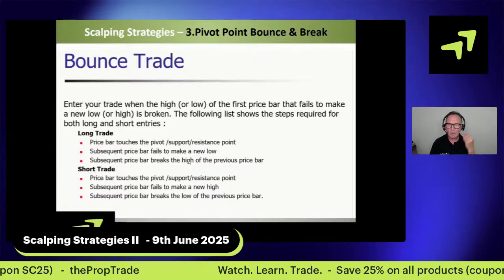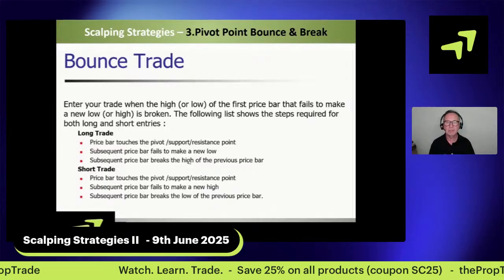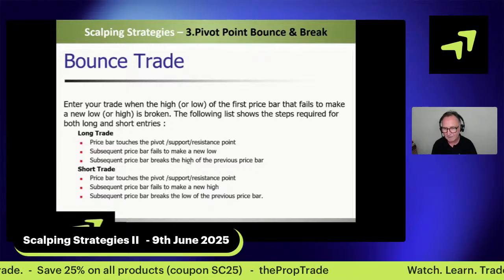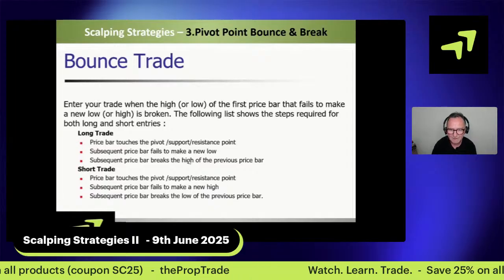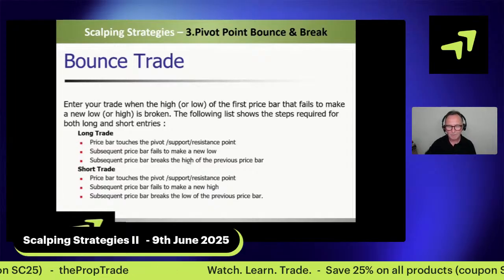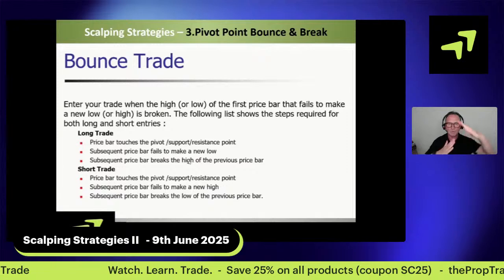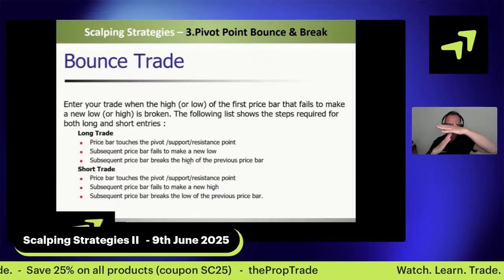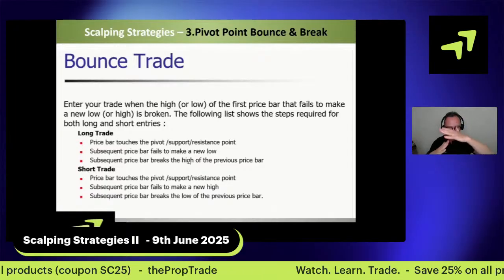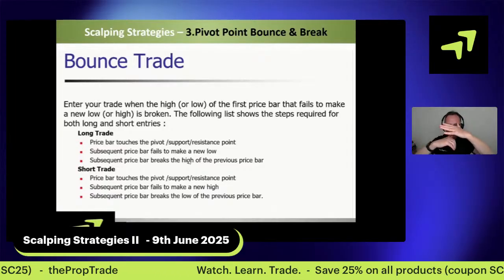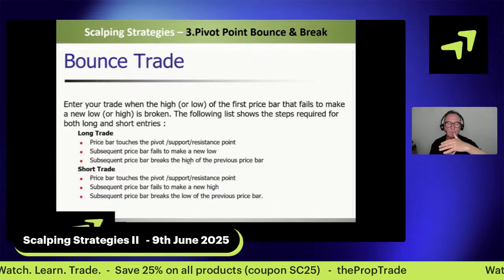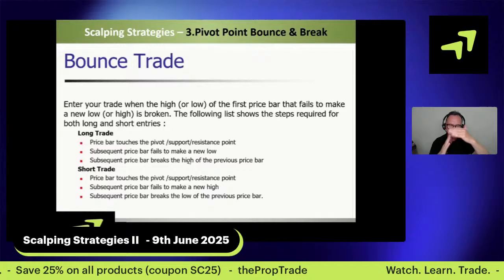So we're going to go long. We have a touch of one of the lines, whether it's the pivot line, support, or resistance line. The subsequent price bar fails to make a new low. Okay, so we've gone up, let's say, to the pivot point. We've hit the pivot point. The next bar fails to go lower. So we've hit and moved higher. We fail to go lower. The following bar breaks the high of the previous price bar. So we've got this 3-step approach.